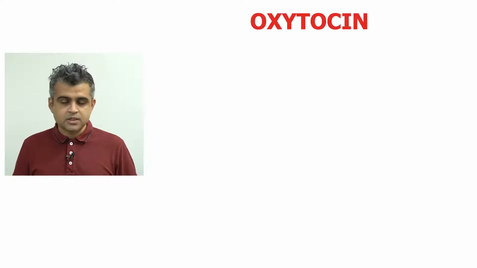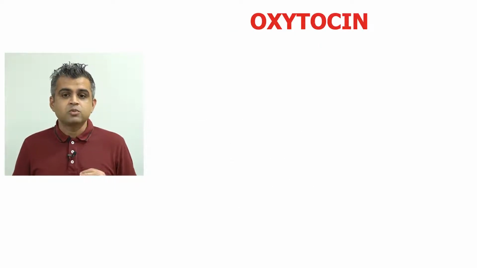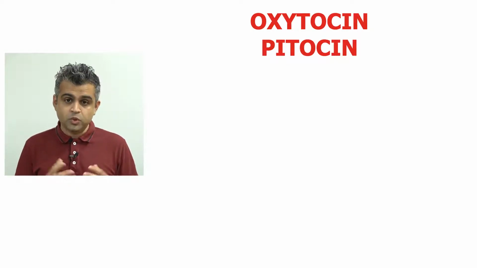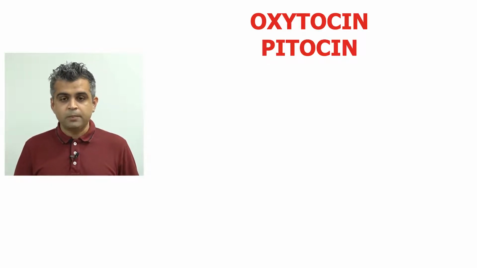As far as oxytocin is concerned, it can also be prepared artificially in the laboratory, and the artificial version, which you can actually buy from a medical store or which is available to doctors, is called Pitocin. So oxytocin and Pitocin are the same thing.